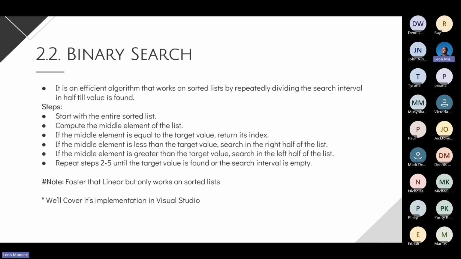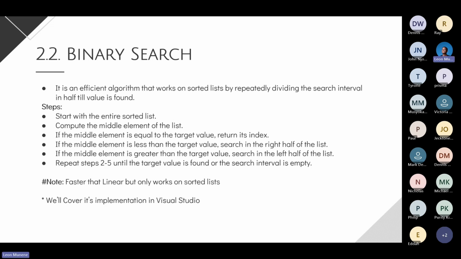We noted that linear search can work on both sorted and unsorted lists. But binary search, with all its efficiency, only works on sorted lists. Now, let's go through the steps of conducting a binary search.